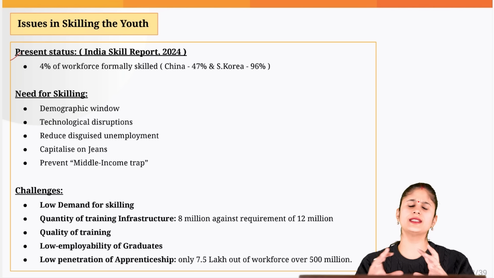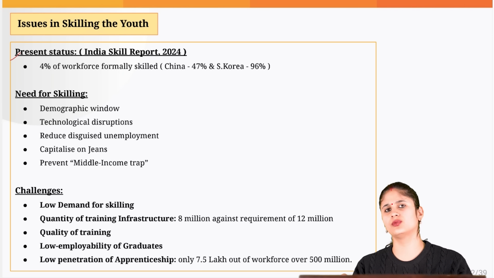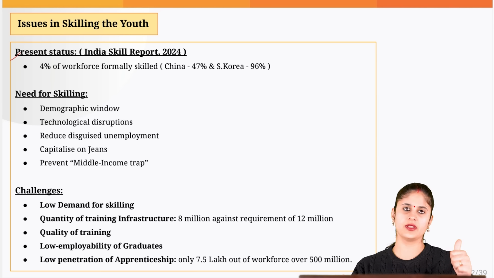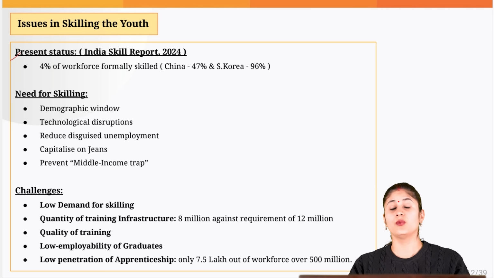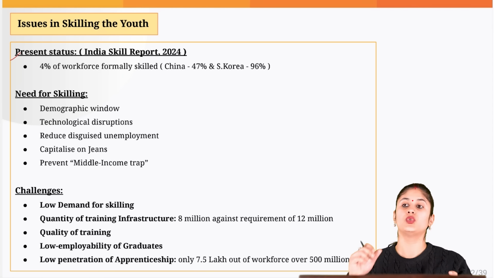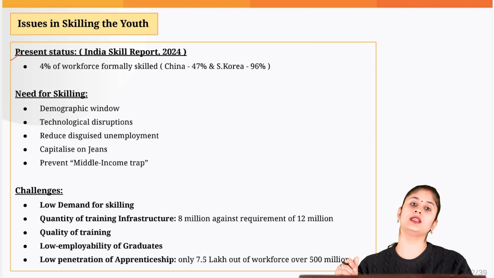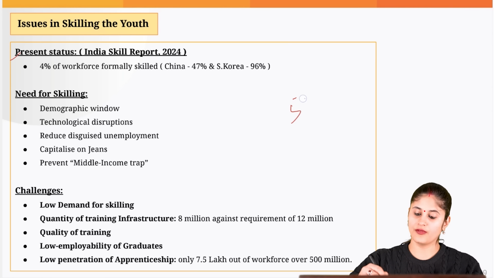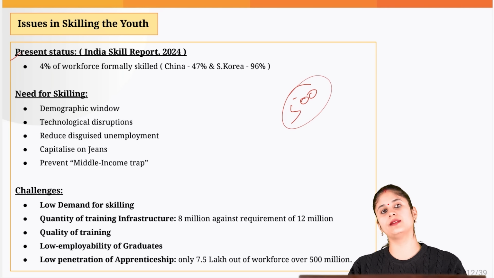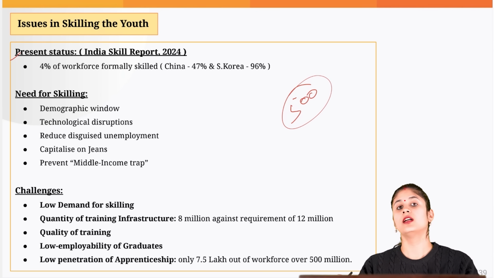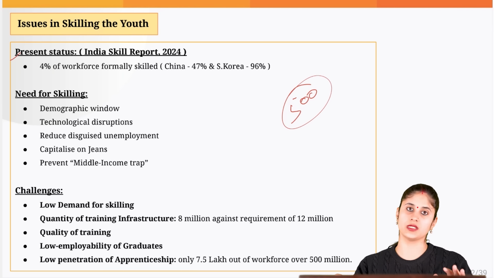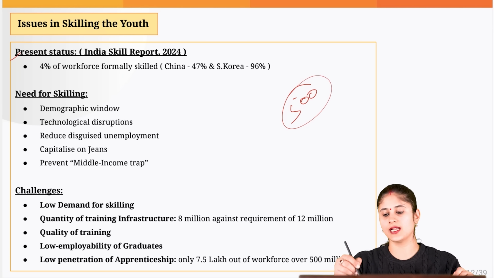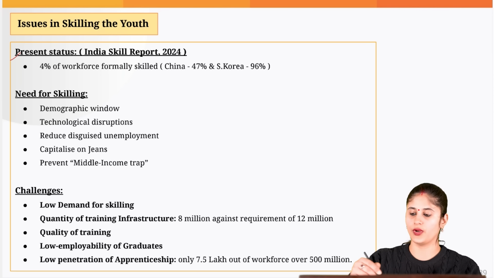Now, what various schemes have we come up with when it comes to skilling the youth? We have the Pradhan Mantri Kaushal Vikas Yojana, we have various apprenticeship programs, we have the PM Internship Program wherein we are incentivizing the youth to do internships in the top 500 companies in India. We have Jan Shikshan Sansthan wherein we are focusing upon less literate individuals and providing them the necessary skill set so that they could also get employed.